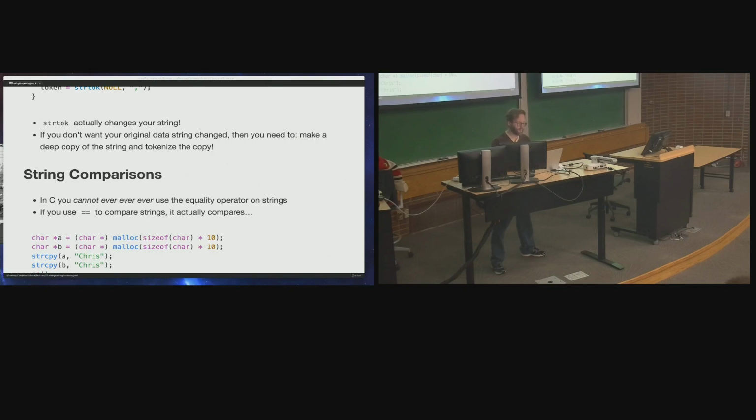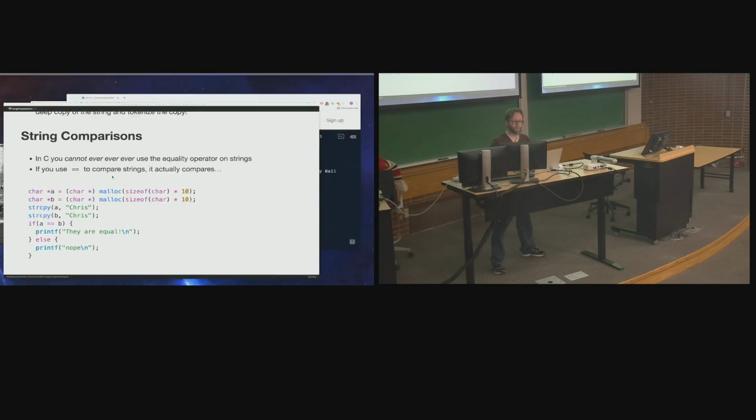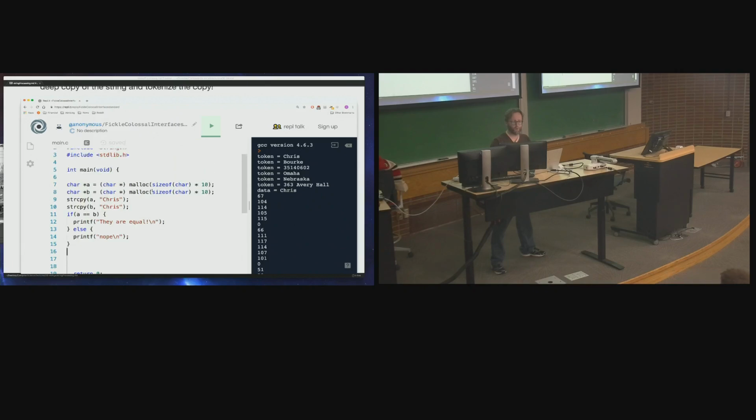If A is equal to B, then printf, they are equal. Right? I mean, conceptually they're equal. They're both going to hold the string Chris. Otherwise, else, printf, nope, they're not equal. Predict. What's going to happen when I try to run this program? Let's go over to the REPL and see. Is it going to say that they're equal, or that they're not equal? What do you think? Flip a coin.